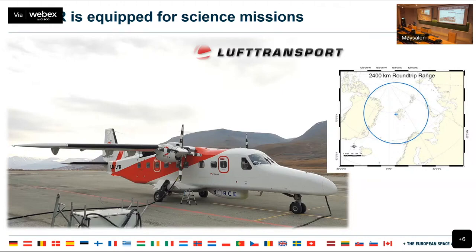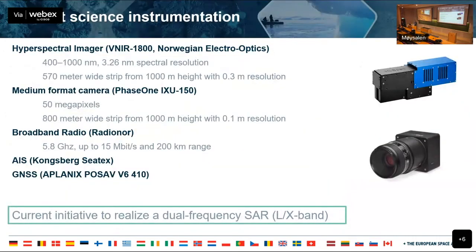significantly extend this range. So the current instrumentation is mainly an optical sensor package. It's a hyperspectral imager. It's a medium format camera. We have a broadband radio, so we could do real-time relay of images. We can do onboard processing. We have an AIS repeater on board, so all ships in the area will get a significantly extended AIS coverage when the aircraft is flying. And we also have a good inertial navigation system for the georeferencing of the data.